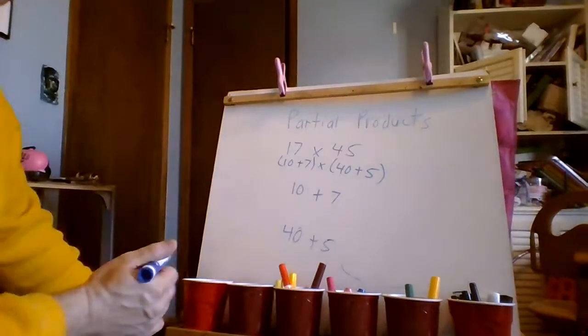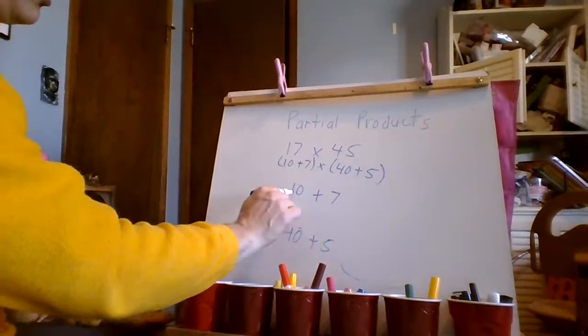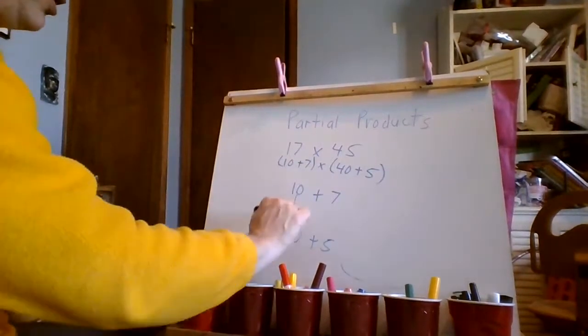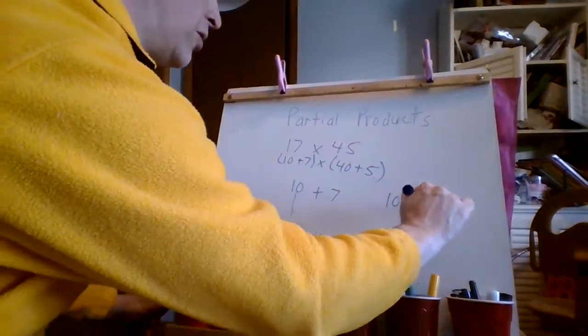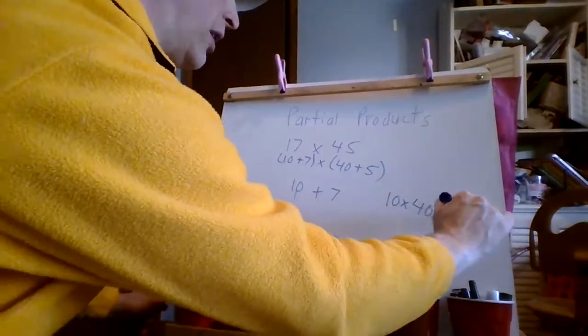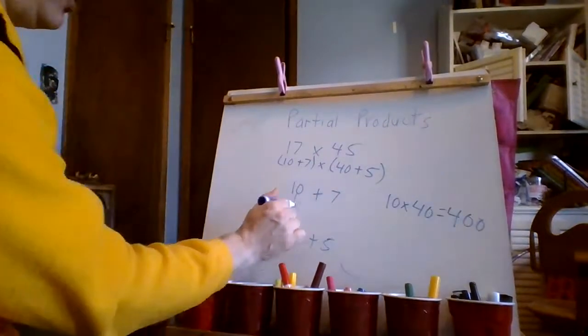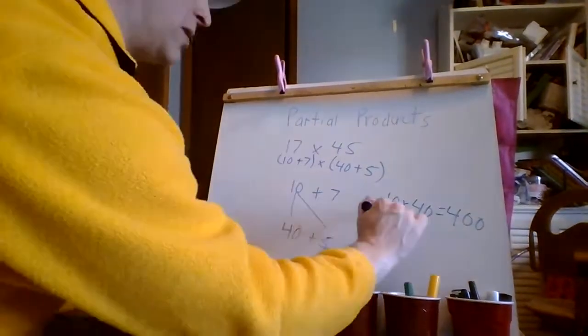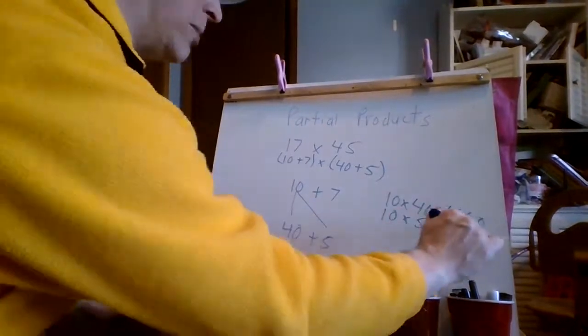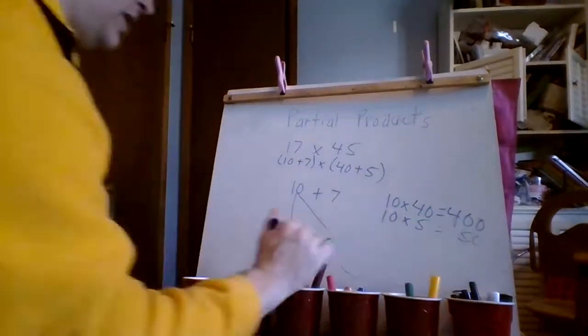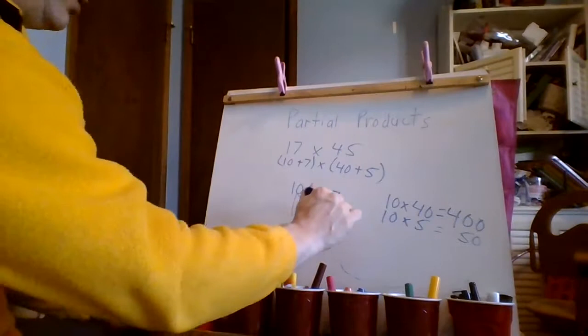And what you're really doing is multiplying each of the numbers times each other. So 10 is going to go times both of these. So you're going to do 10 times 40. I'll put that over here. And that's going to equal 400. And then you're going to do 10 times 5. So you're multiplying the 10 times both of the numbers on the bottom. That would be 50. And over here, you're going to do 7 times both the numbers.